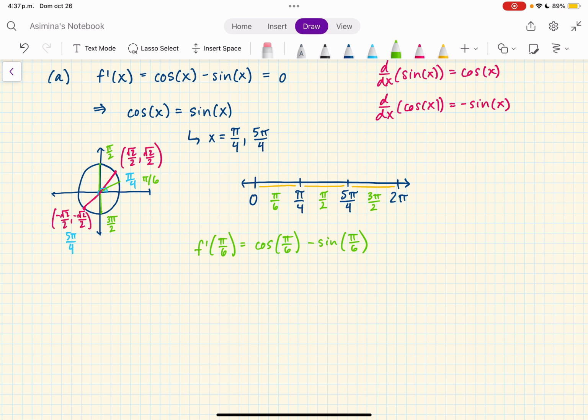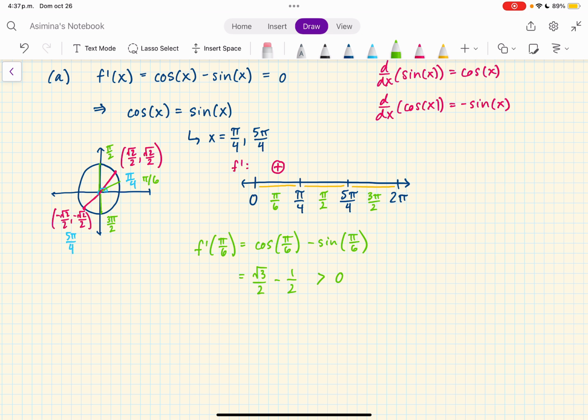And so that's going to be root 3 over 2 minus 1/2. We don't need to know exactly what that is, but we know that root 3 is greater than 1, so this is going to be greater than 0. This is going to be positive. So on the first interval from 0 to pi over 4, we have that f prime is positive. And I can put f prime here, so we know that this is telling us what the sign of f prime is.